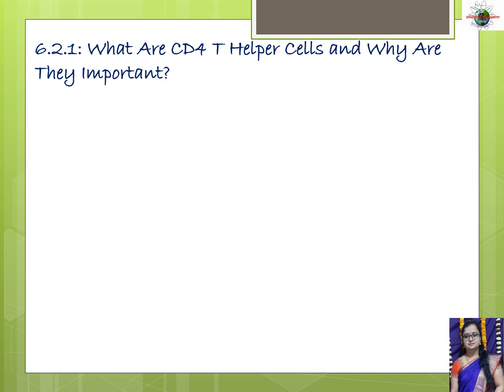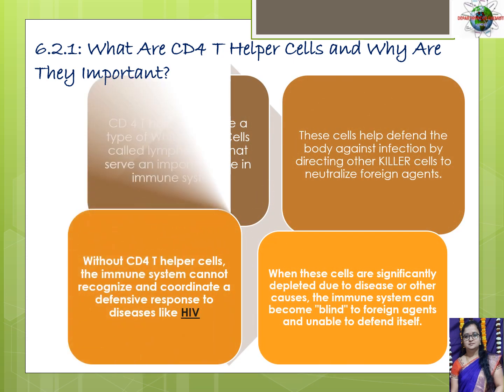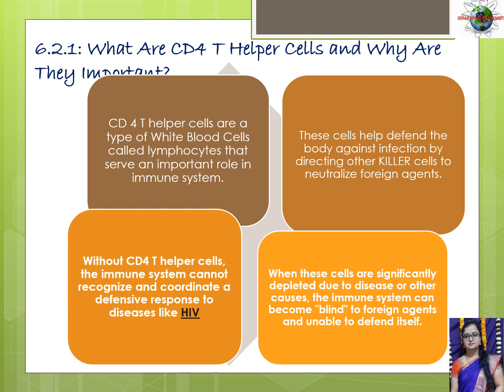What are CD4 T helper cells and why are they important? CD4 T helper cells are a type of white blood cells called lymphocytes that serve an important role in the immune system. These cells help defend the body against infection by directing other killer cells to neutralize foreign agents. Without CD4 T helper cells, the immune system cannot recognize and coordinate a defense response to diseases like HIV. When these cells are significantly depleted due to the disease or other causes, the immune system can become blind to foreign agents and unable to defend itself.